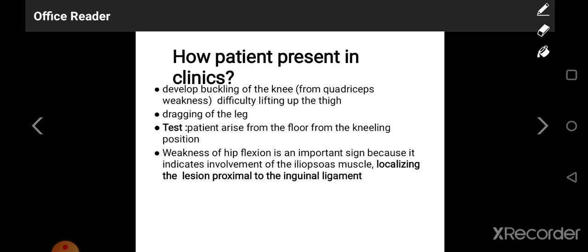Now, how does the patient present in clinics? They develop buckling of the knee from quadriceps weakness, and difficulty lifting up the thigh. There is dragging of the leg. For testing, the patient arises from the floor from the kneeling position. Weakness of hip flexion is an important sign because it indicates involvement of the iliopsoas muscle, localizing the lesion proximal to the inguinal ligament.